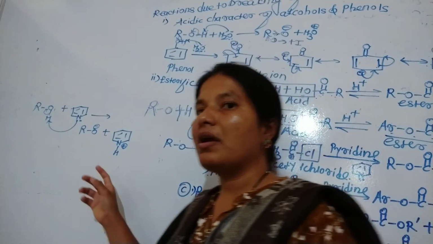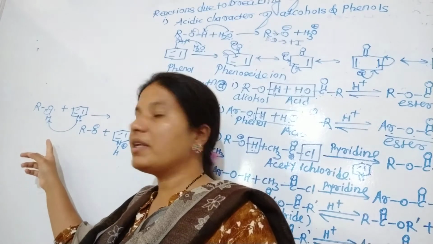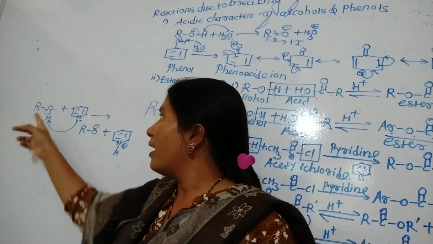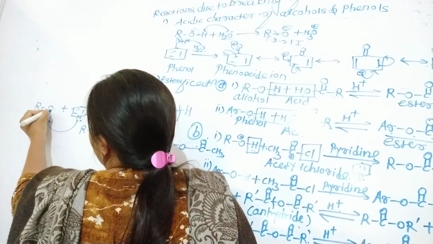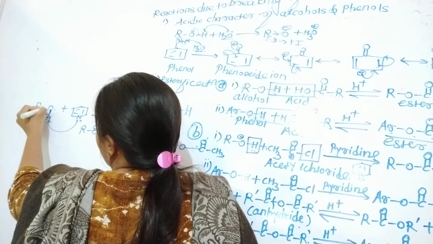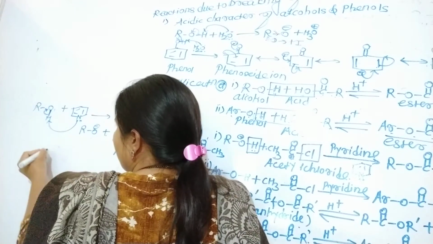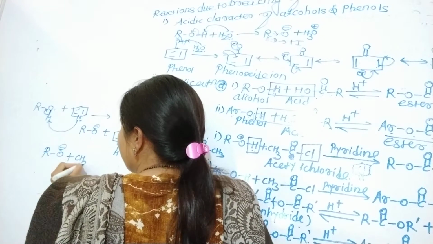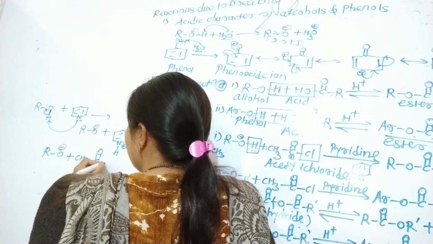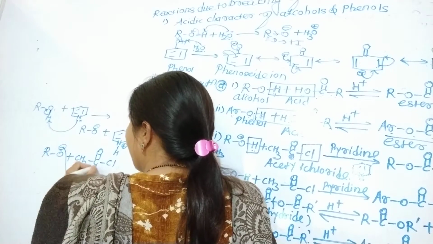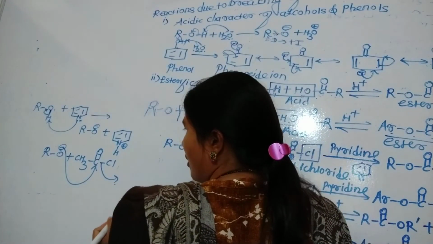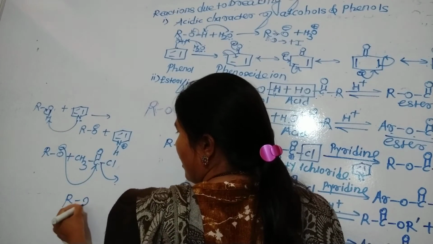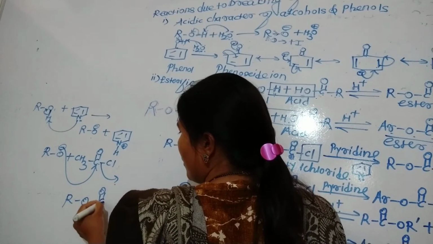You must remember what happened in this case. Pyridine takes hydrogen from the alcohol, and the bond between oxygen and hydrogen shifts onto the oxygen, and the oxygen atom carries a negative charge. Then the next step, your acetyl chloride: O minus can attack on this and Cl gets outside. The bond forms between oxygen and carbonyl, and what will we get here? RO C double bond O CH3.